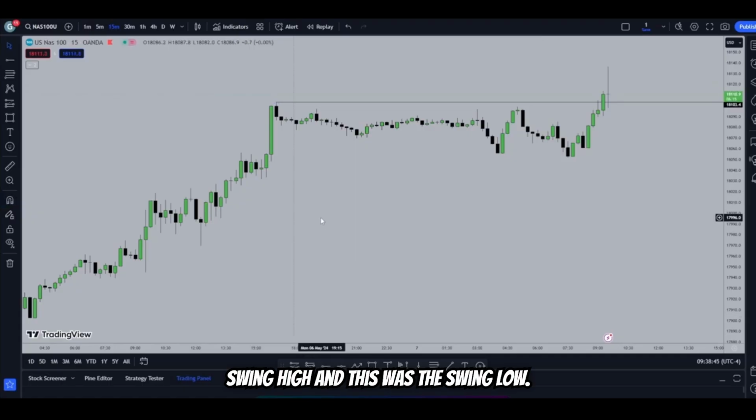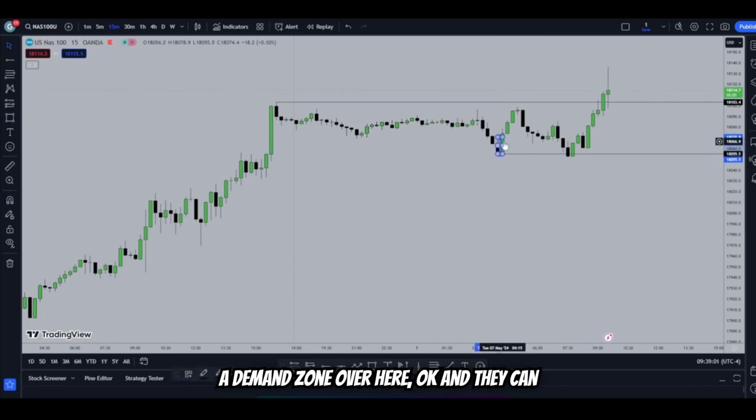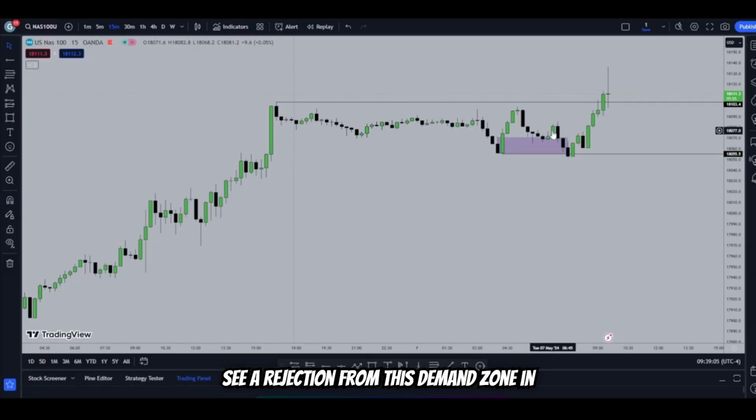So over here, this was the swing high, and this was the swing low. Sorry, look for support and resistance, not swing high, swing low. This is the low, so this was a support, and this was the resistance. So now if this is a support, people will mark this as a demand zone over here, okay, and they can see a rejection from this demand zone in this candle.